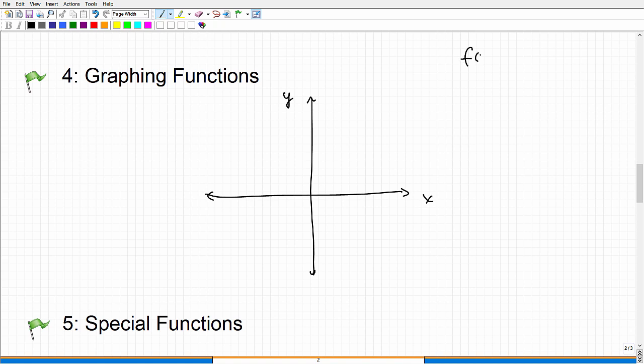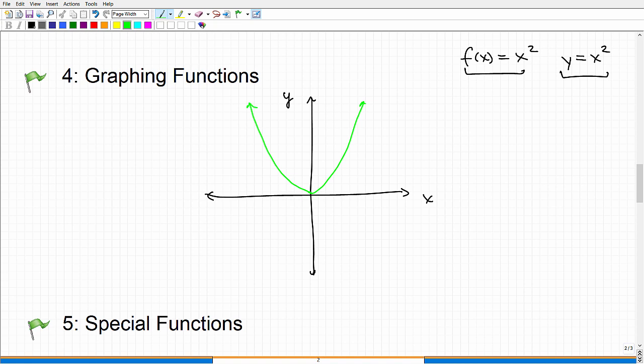So let's take a function like f of x equals x squared. Now, if you've studied quadratic equations or parabolas, remember f of x is equal to y. So this is the graph of a quadratic equation. This would be the graph of a quadratic function. They still have the same graph, but let me just draw it. This would be a basic parabola, going through the origin, something like this.